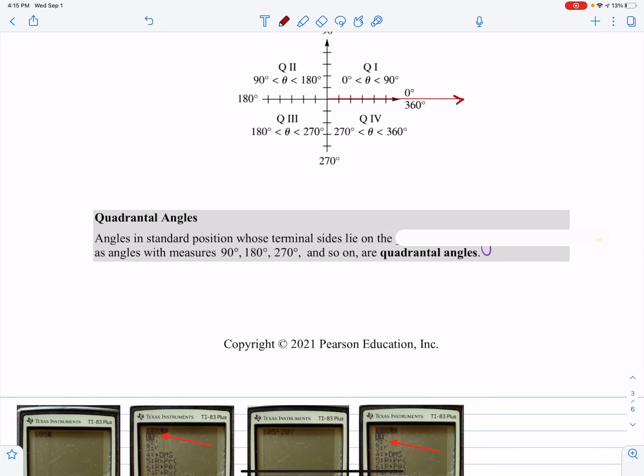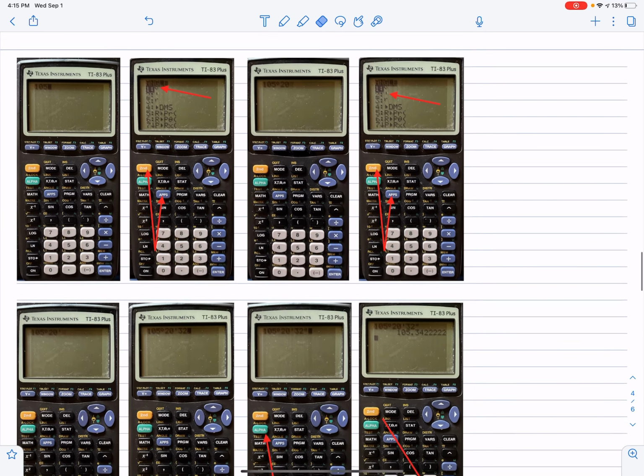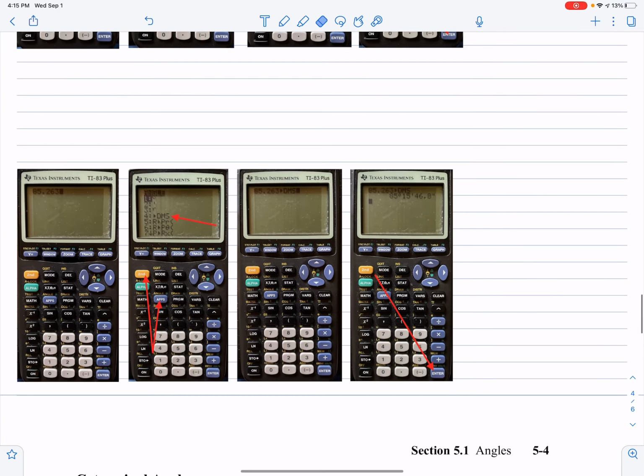Quadrantal angles are angles in standard position, first of all, where the terminal side lies on either the x-axis or the y-axis. So examples of this would be 90 degrees, 180 degrees, etc. These are all quadrantal angles. Again, those are those calculator keystrokes that I walked you through.